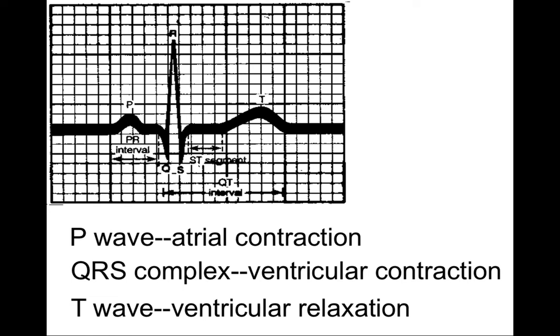And each of those waveforms is also going to indicate something that's going on during the cardiac cycle. So first and foremost, you can see the P wave is indicating atrial contraction, also referred to as atrial depolarization.